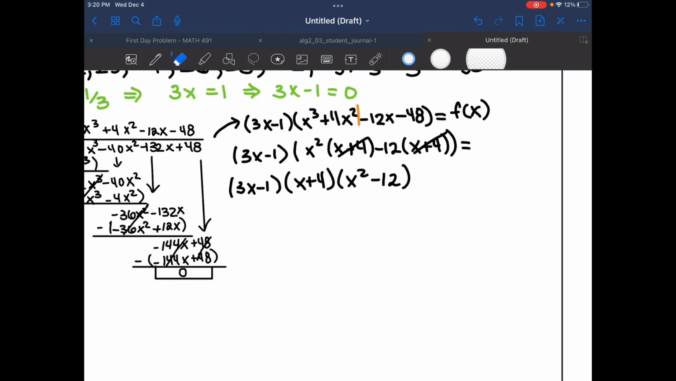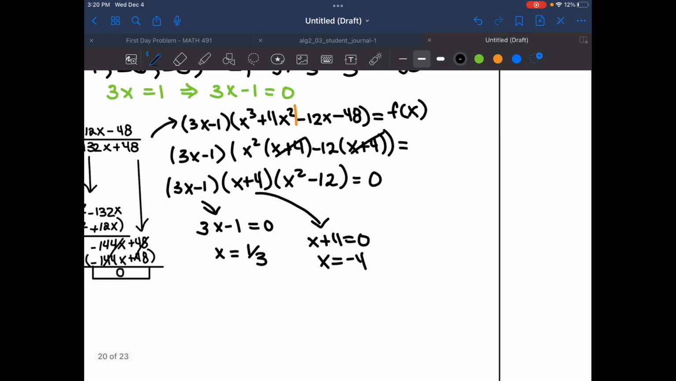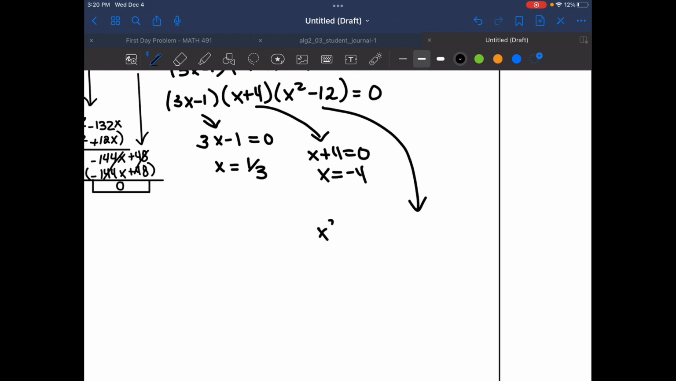Well, if we set each of these terms equal to 0, okay, that means that we have our 3x minus 1 equals 0, which we know that one was 1/3, right? So that's this one. Let's deal with this one. X plus 4 equals 0. That one's going to be x equals negative 4. I like that solution as well. And let's try this one. This one is going to be x squared minus 12 equals 0.